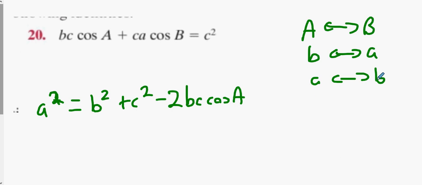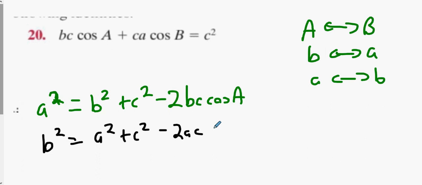Adam, what do you think you're going to get? What will be here? Yeah. b squared equals a squared plus c squared minus 2ac cos B. We cool with that?